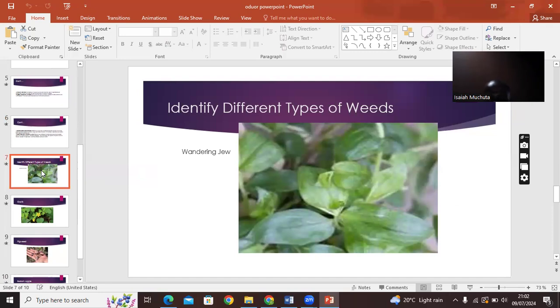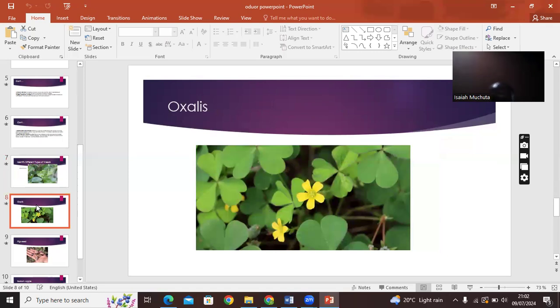Is my picture clear? Yes, that is clear. Wandering Jew. Yes, I know from your side you can identify that. This is another one, oxalis, the one that Daphne has just mentioned to us. This is a source of food. It can be eaten. It can be eaten by the animals. That is also part of it.